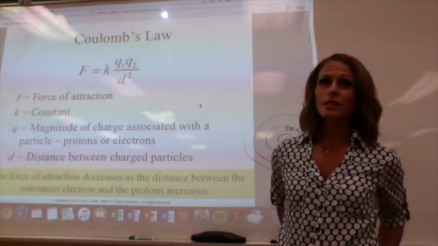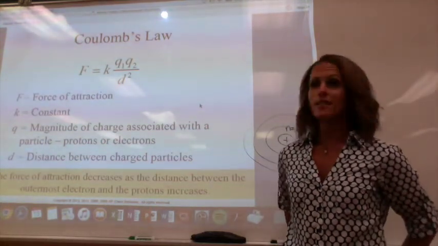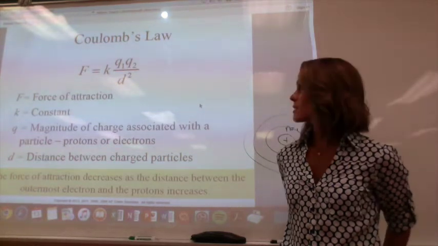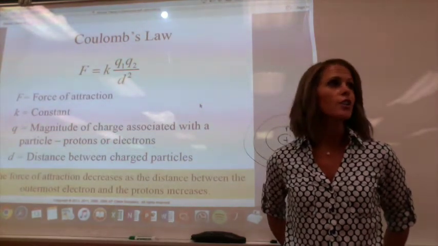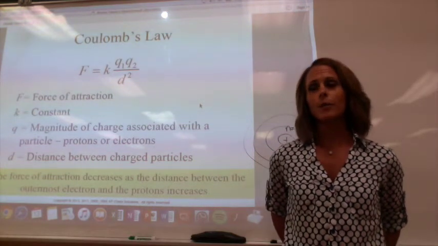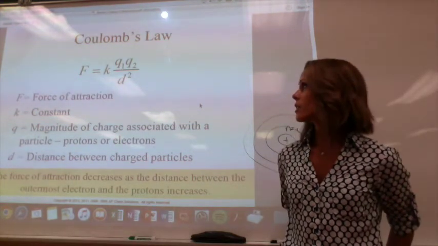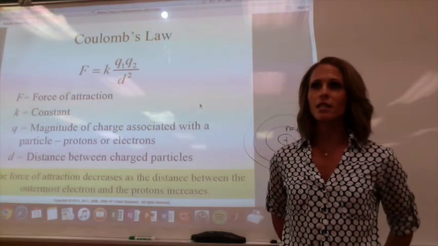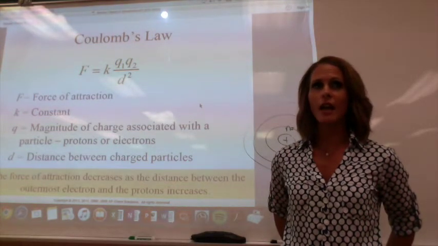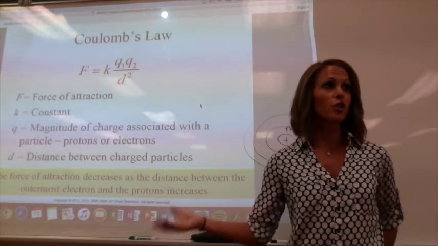So F is force of attraction. K is a constant. We don't really care what that is. Q1 and Q2 refer to charge. So for this example, for this lecture, we're going to assume that Q1 and Q2 are charges for protons. Basically, the number of protons in an atom is going to increase the charge of that atom.